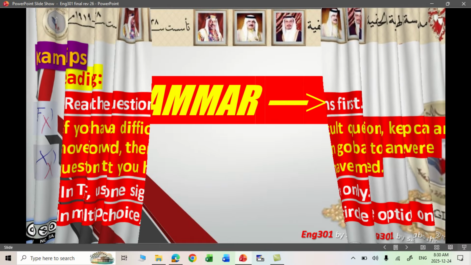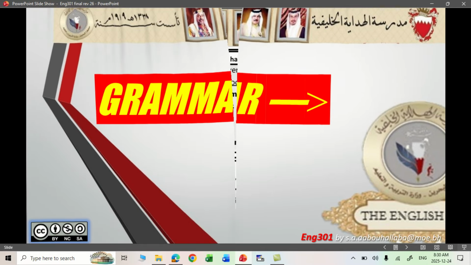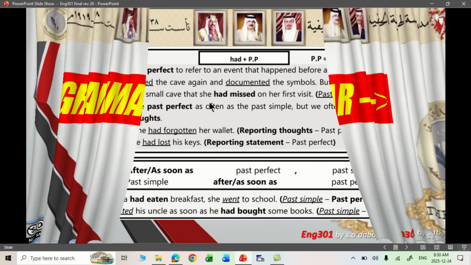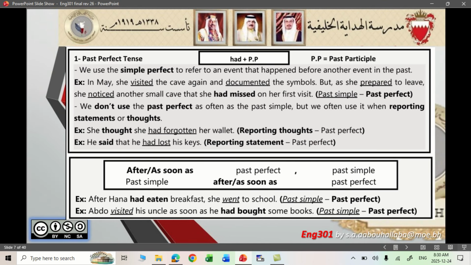Well, let's start by looking at the grammar topics we have in our course. As you know, we have 4 units in our book, from Unit 1 to Unit 4, and each unit has 1 or 2 grammar points that you need to focus on. In Unit 1, you need to look at the past perfect tense and the past simple tense as a comparison between the two. We use the past perfect when we want to refer to an event that happened before another event in the past.